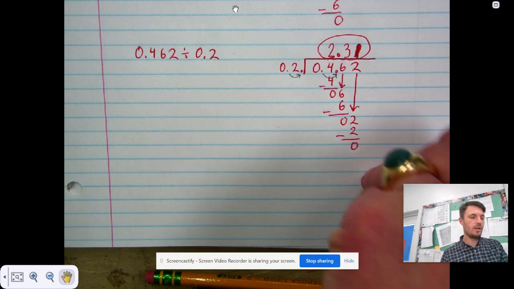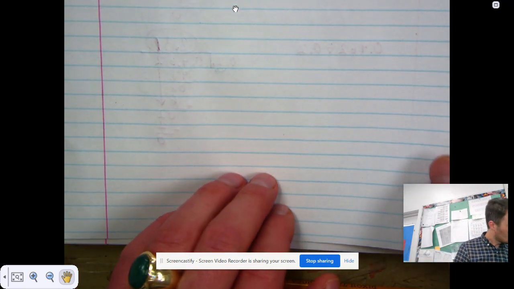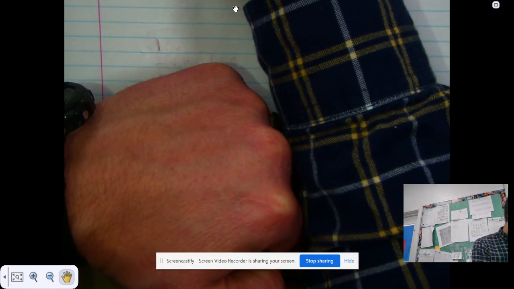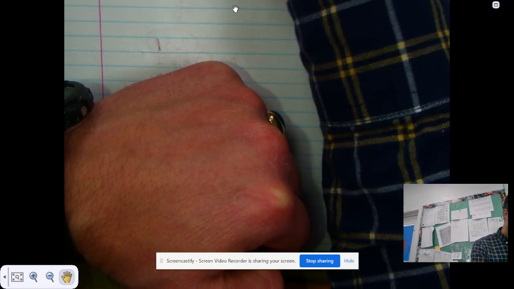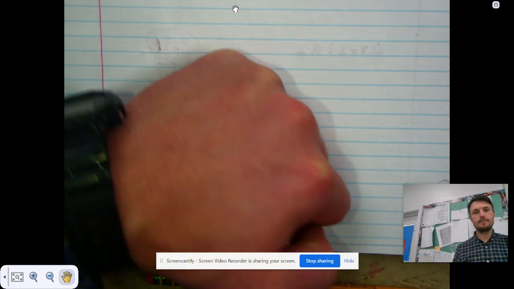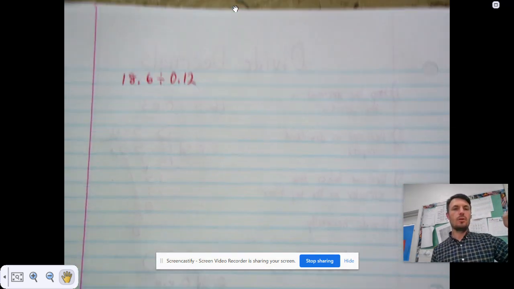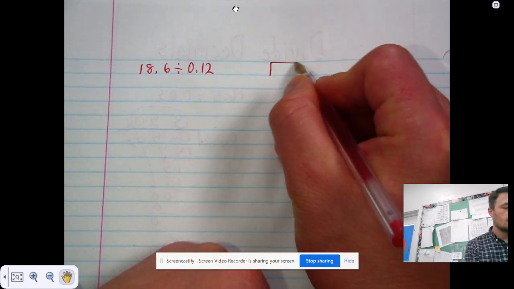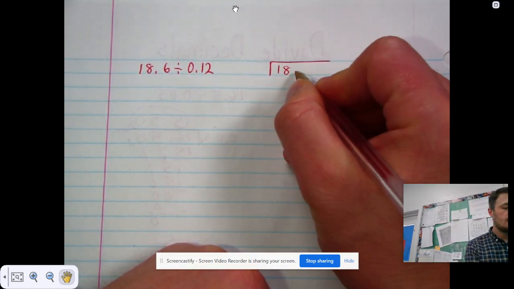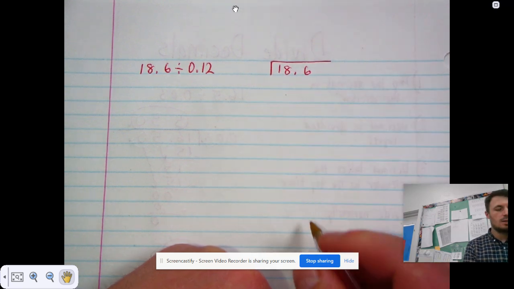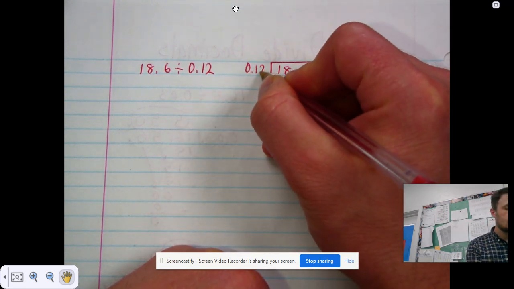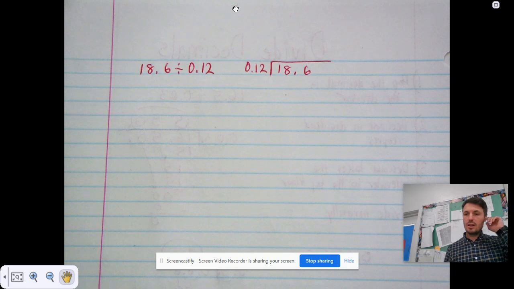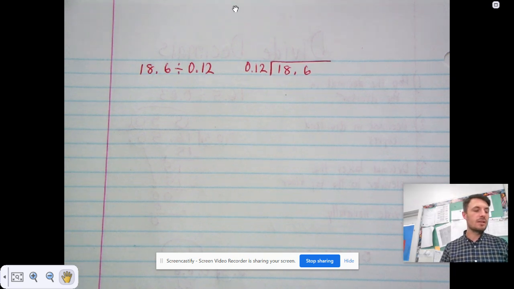Let's do some more examples. Let's say we had 18 6/10 divided by 12/10. Whoops, you can't even see it. There we go. 18 6/10 divided by 12/10. We build our long division house. 18 6/10 is the dividend. It goes in the house. 12 hundredths, did I say 12/10 before? It's 12 hundredths is the divisor. It goes outside the house.